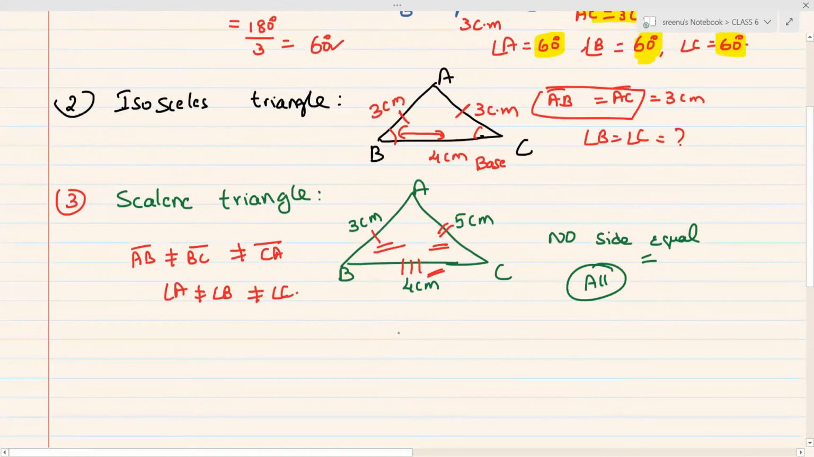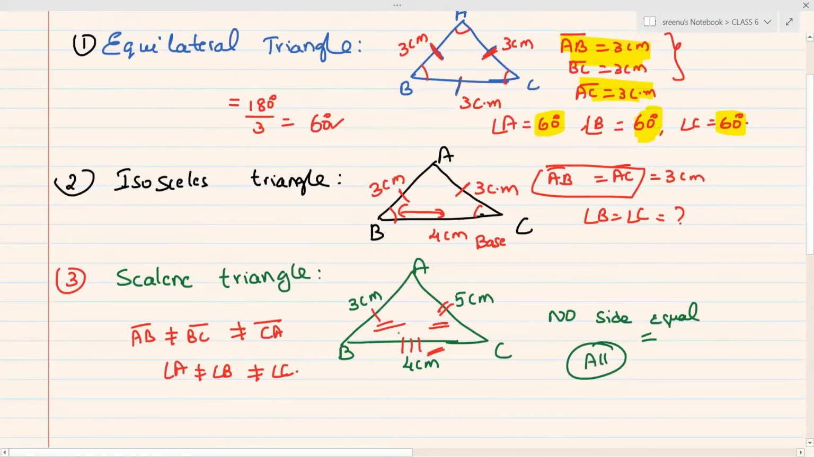Just check out once these three: equilateral triangle, isosceles triangle, and scalene triangle. Just have a look and read it for 2 minutes, then we go for the next topic.